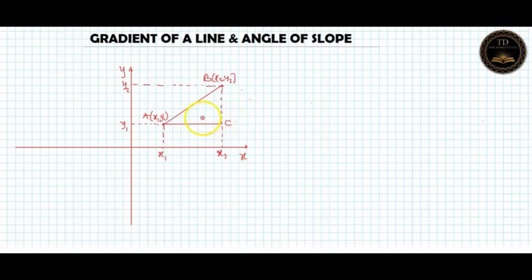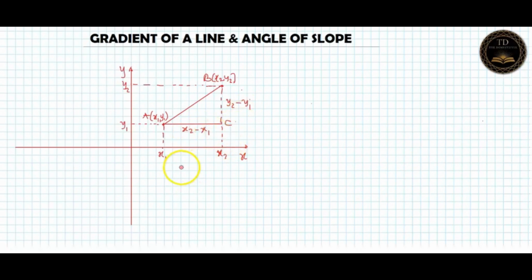And then I would call this point C. Now, the gradient of a line joining A to B is simply found by doing rise over run, okay? More like saying the change in y over the change in x. That's from here to here, over the change in x here to here. So here, this point will be y2 minus y1, and then the change in x will be x2 minus x1.